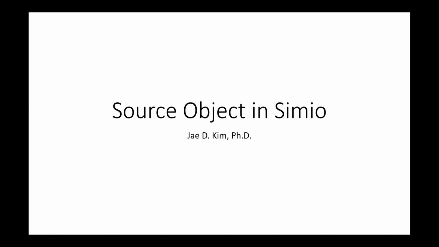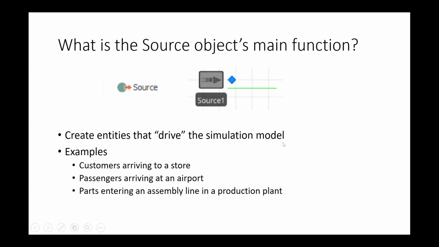Hi, in this video, I'm going to go over the source object in Simio. Really, the main point I want to get across in this video is how we change the arrival mode to control how and when model entities arrive or are generated in our system. Okay, so let's get started here.